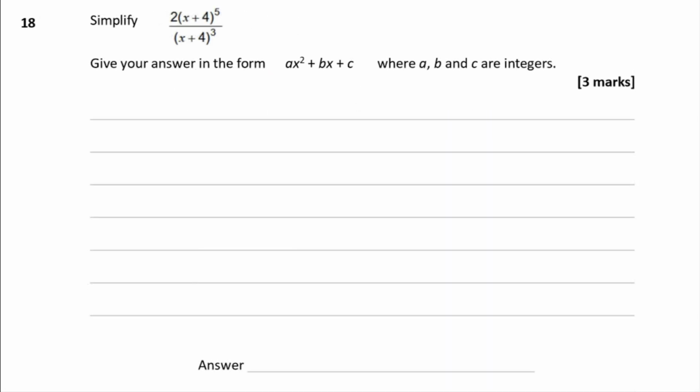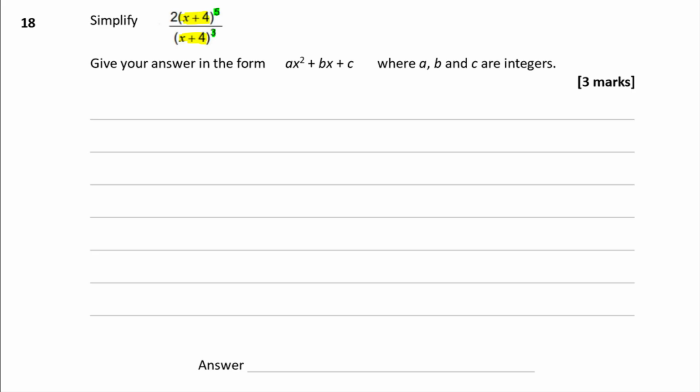Question 18, simplify. I've got an algebraic fraction here. I've got 2x plus 4 all to the power 5 on the top and x plus 4 to the power 3 on the bottom. Give your answer in the form ax squared plus bx plus c. Okay. Well, first off, let's think about our laws of indices here, because we've got two things with the same base, x plus 4 and x plus 4, raised to a power. That's raised to the power 5 and that's raised to the power 3.